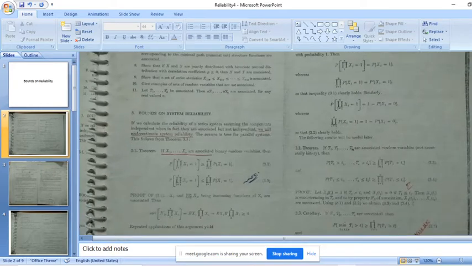If x1, x2, x3, ..., xn are associated binary random variables, then the probability of the product over i from 1 to n of xi equal to 1 is greater than or equal to the product over i from 1 to n of the probability of xi equal to 1. And the second result is the probability of the union over i from 1 to n of xi equal to 1 is less than or equal to the union over i from 1 to n of the probability of xi equal to 1. Okay, so let us prove the result. I will prove the first result and you have to prove the second result using similar steps.